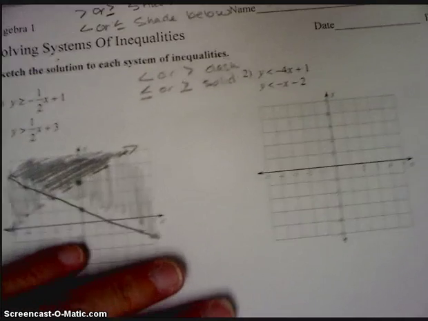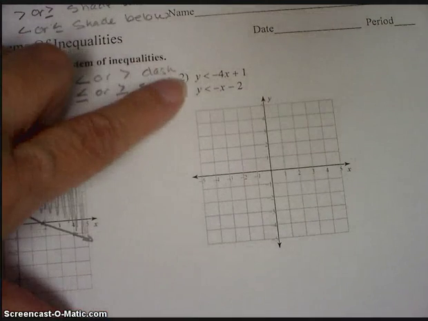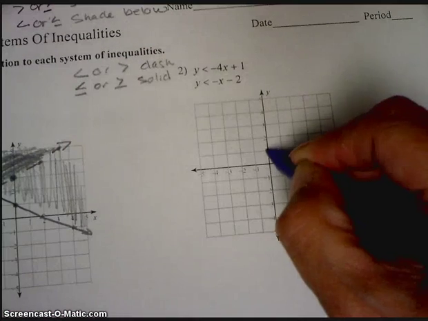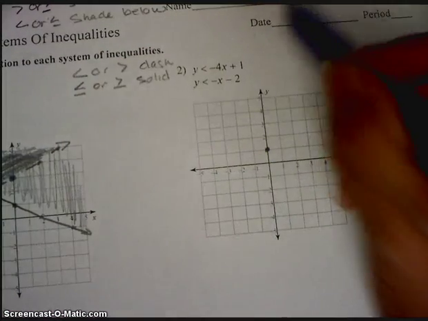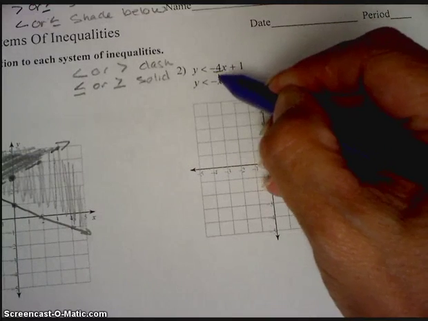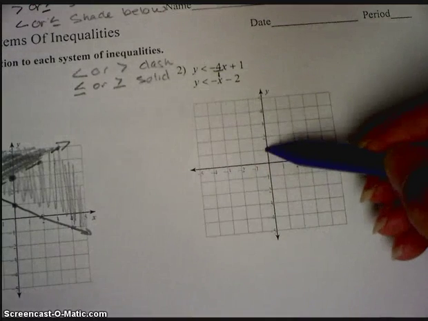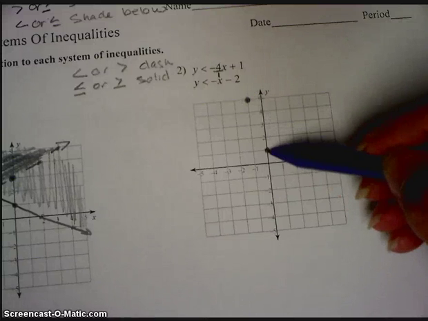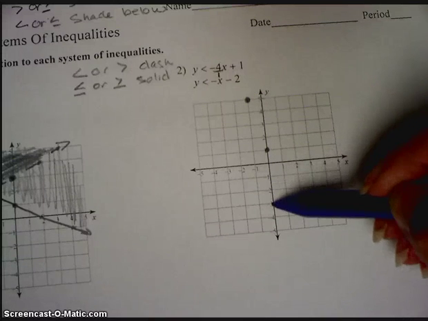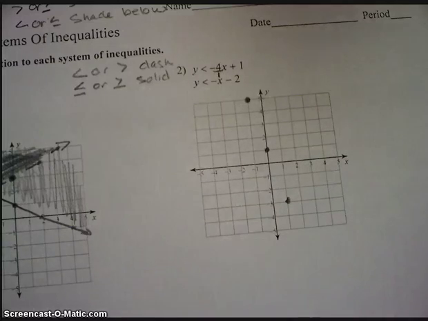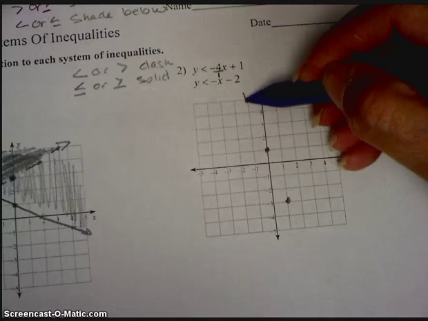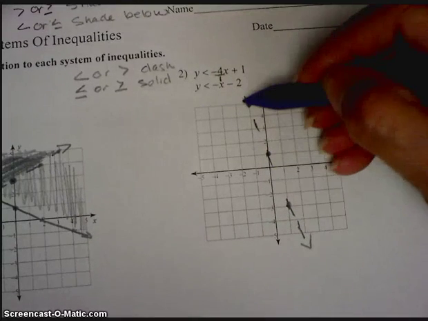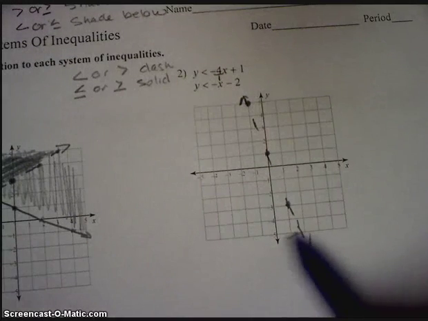Alright, so let's do another example. Y is less than negative 4x plus 1. Find my y-intercept, positive 1. My slope is negative 4. Remember, when you have a whole number, it's just over 1, so negative 4 over 1. So I'm going to go up 4, 1, 2, 3, 4, to the left. To make it negative, down 4, 1, 2, 3, 4, to the right. I have a dashed line going through here. Put arrows on the end. It says I'm less than, so I'm going to shade this way.